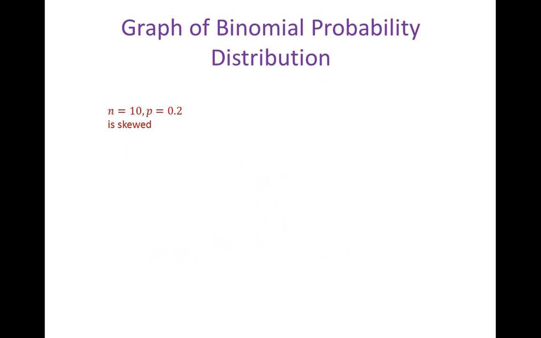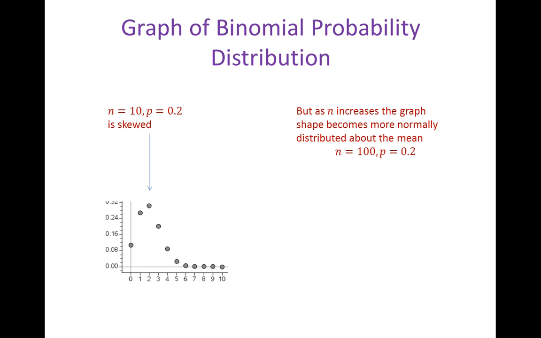Again, P is 0.2 and the graph is positively skewed. But as N increases, the graph shape becomes more normally distributed about the mean. For instance, where N is 100 and P is 0.2, it looks like this.